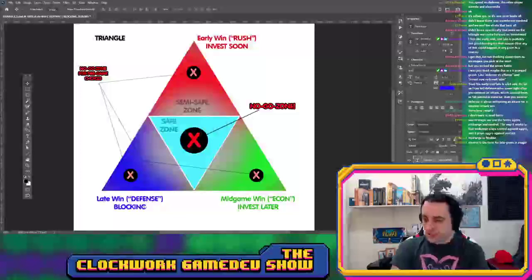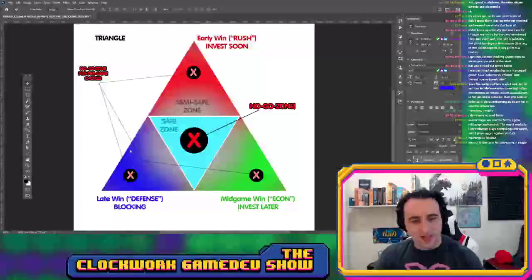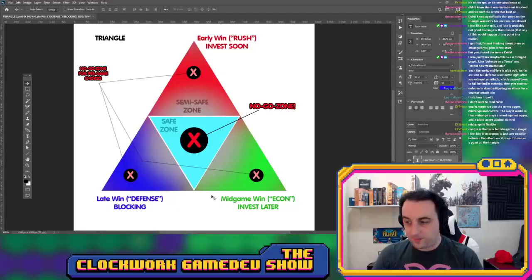Mid-range is flexible. Yeah, I don't know. Magic's got a weird thing going on, I think. I feel like mid-range is just any position between the other two and doesn't deserve a point on the triangle.